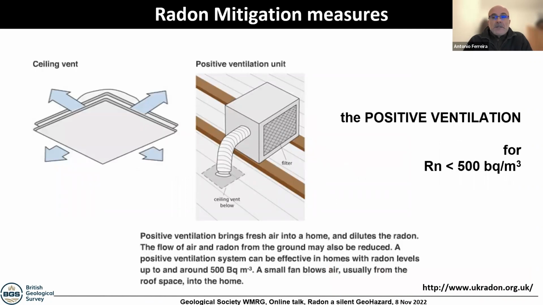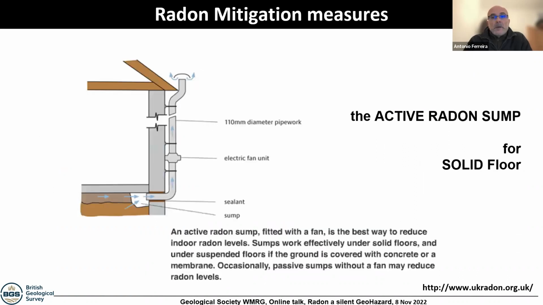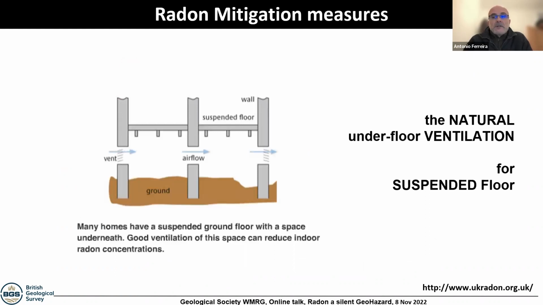The positive ventilation forces fresh air into the room, diluting radon and fighting radon coming up from the ground. The active radon sump is installed outside the house, aiming at reducing the air pressure underneath the building. The natural underfloor ventilation works in buildings with a suspended floor.